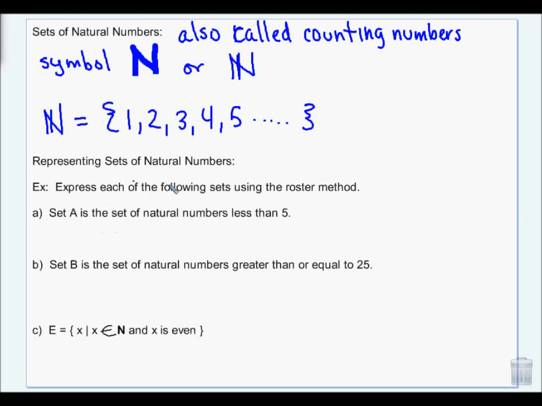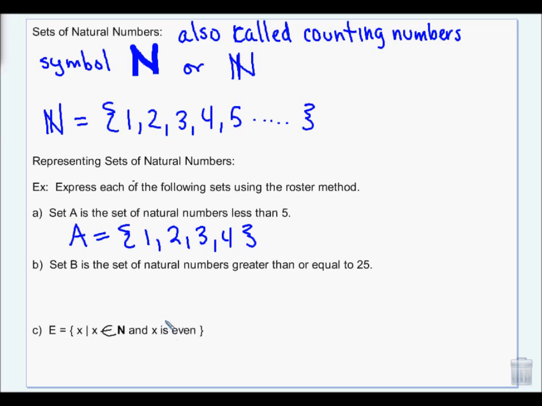If we want to express each of the following sets using the roster method, set A is the set of natural numbers less than 5. The reason we can use the roster method is because we're saying natural numbers. They start at 1. There are no negatives and no zeros. You couldn't list the set of numbers less than 5, because that would be every decimal, fraction, and negative less than 5. But we can list the natural numbers. So A is 1, 2, 3, 4.